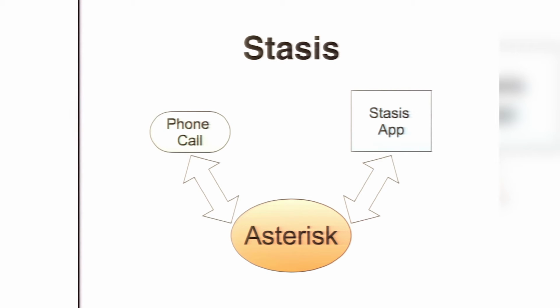So for example, if you wanted to write the queue application, you'd take a call, it goes into the Stasis app which you've created, and then you could have a list of all the agents that you've got in another Stasis app, and you can create a bridge and bridge those two channels together. And using your own database, or your own method for dealing with what order the calls are in and who's up next to receive a call.